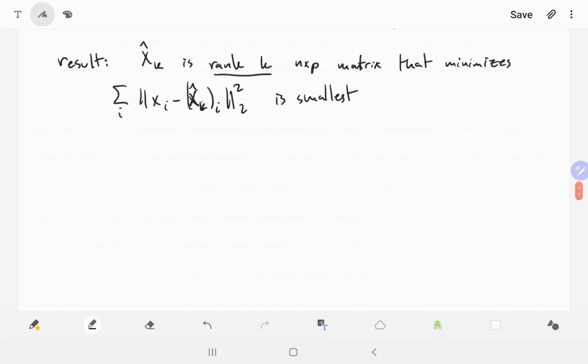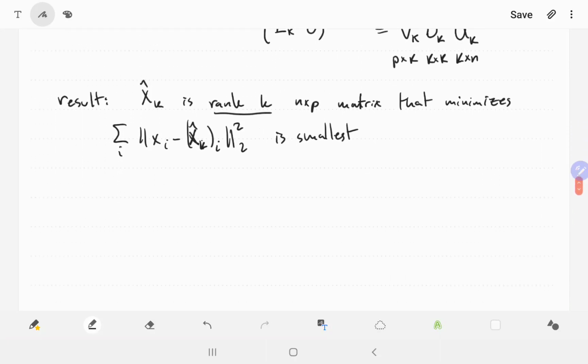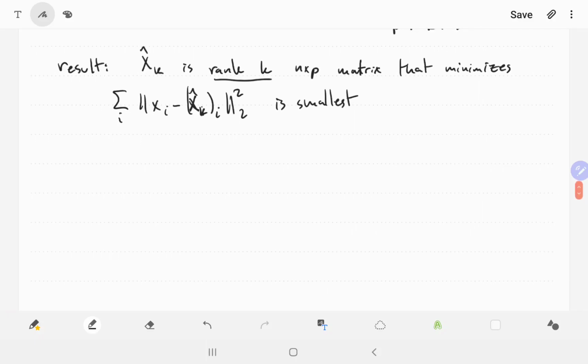Okay, so that's one thing that we end up seeing from this. Now, how could we represent this x hat i succinctly? If we just write x hat i, we'll know that it's k-dimensional. This x hat i is u_i transpose D_k V transpose. This is one way to write it.